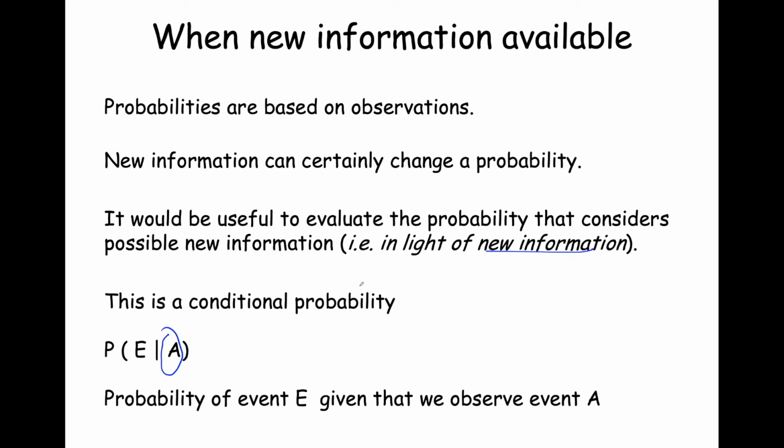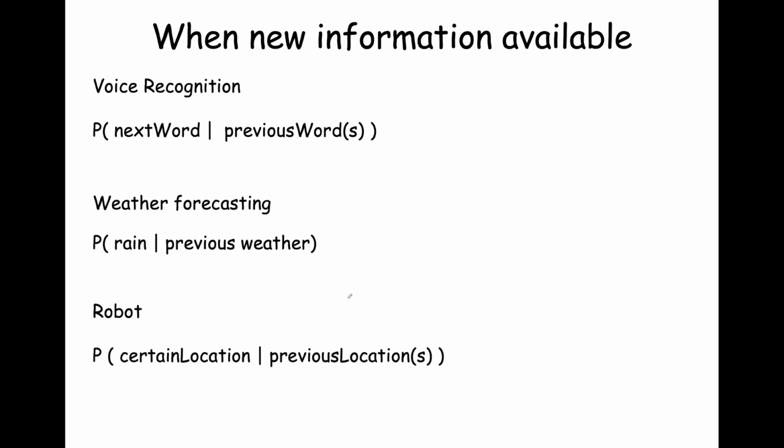Now, of course, I talk about event A generally, but it could be a single event, like given that a die roll was 3, or it could be a complex event, the union of some set of events or a vector of events.